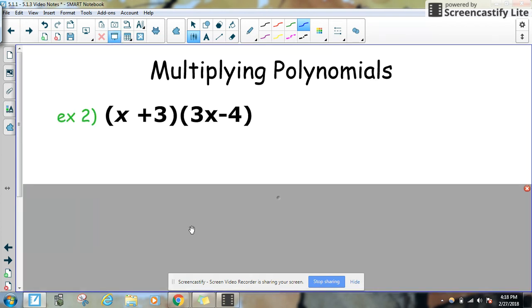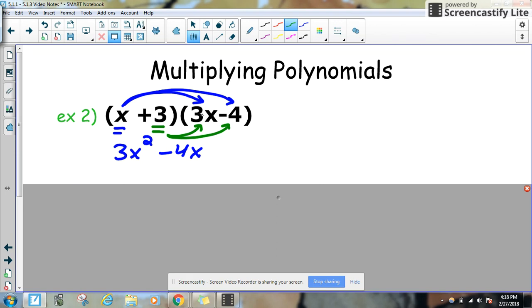Let's try this one. We're going to do x plus 3 times 3x minus 4. So you have to use the distributive property. So we start here with the x, and we distribute once, twice. So we multiply. So it's going to be x times 3x is simply 3x to the second power. X times negative 4 is minus 4x. And then we have to distribute again, this time with the 3. So we will distribute once, twice. So 3 times 3x is 9x, and 3 times negative 4 is negative 12.